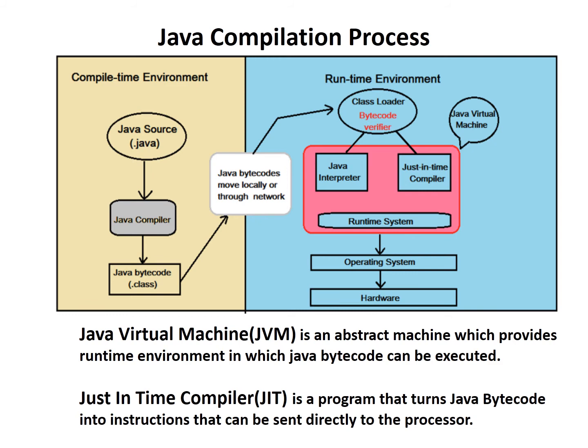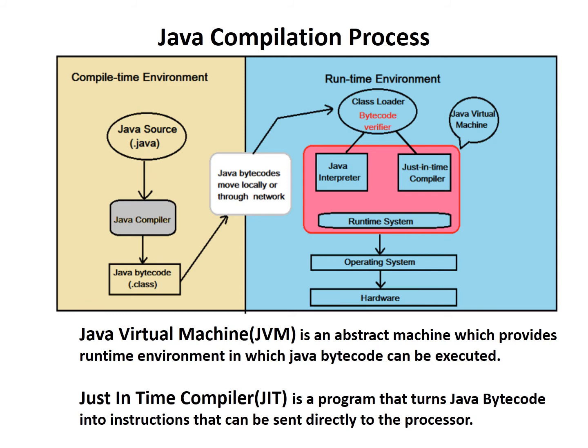The JIT compiler is the part of JVM, that is Java Virtual Machine, and it compiles the bytecode into executable code as per the host machine, that is the machine on which the code is to be executed. This is known as the host machine.